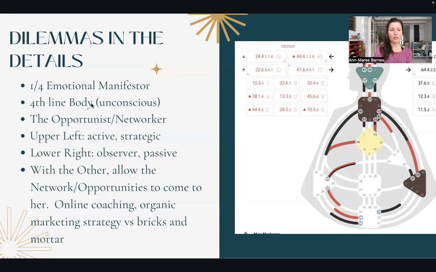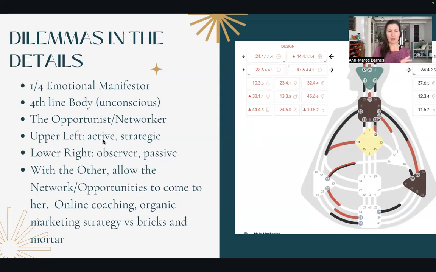But then we get to this fourth line body, the opportunist networker. Now, I used to be so envious of opportunist networker, anyone with a fourth line, because it was like these guys, social media, the online coaching business world, it's your jam. The organic marketing, it's your jam because you are naturally a networker. You're designed for it. Until you realize that you have right external fixation and that you're not supposed to go out and make the network happen. So let's break this down.